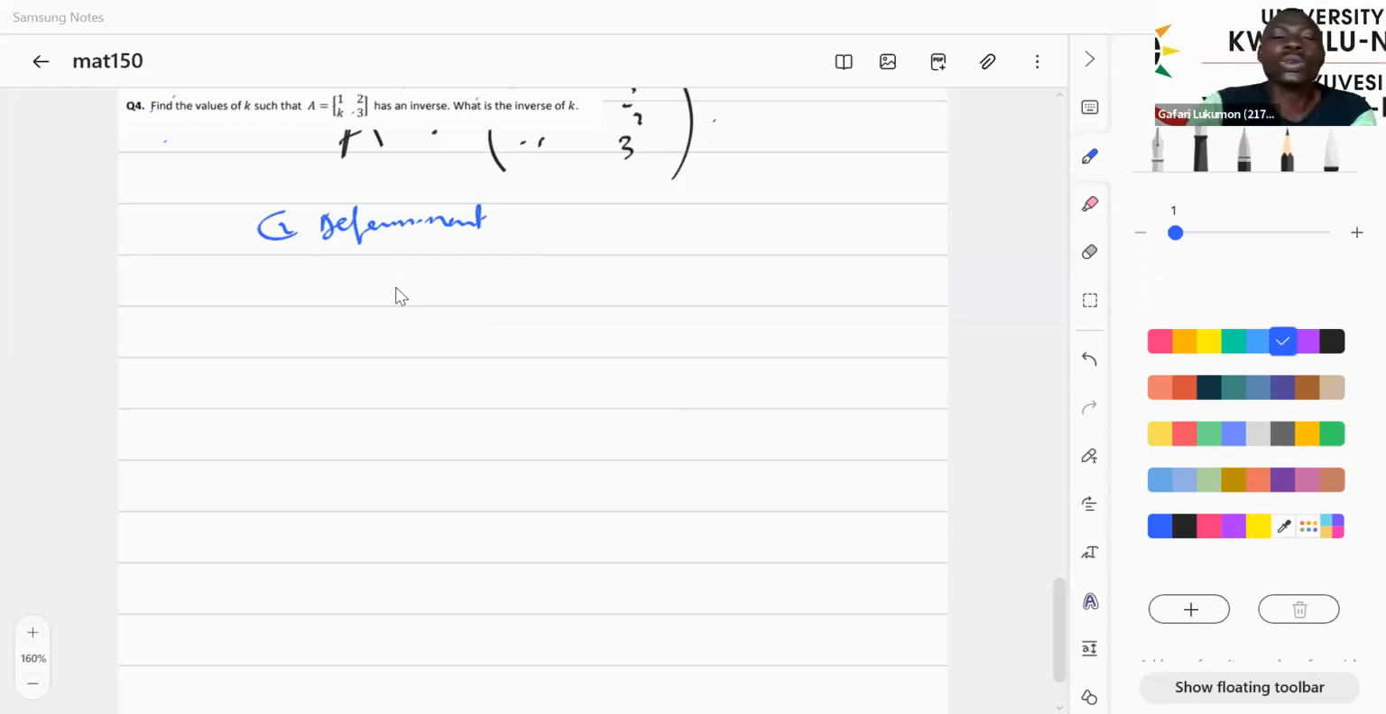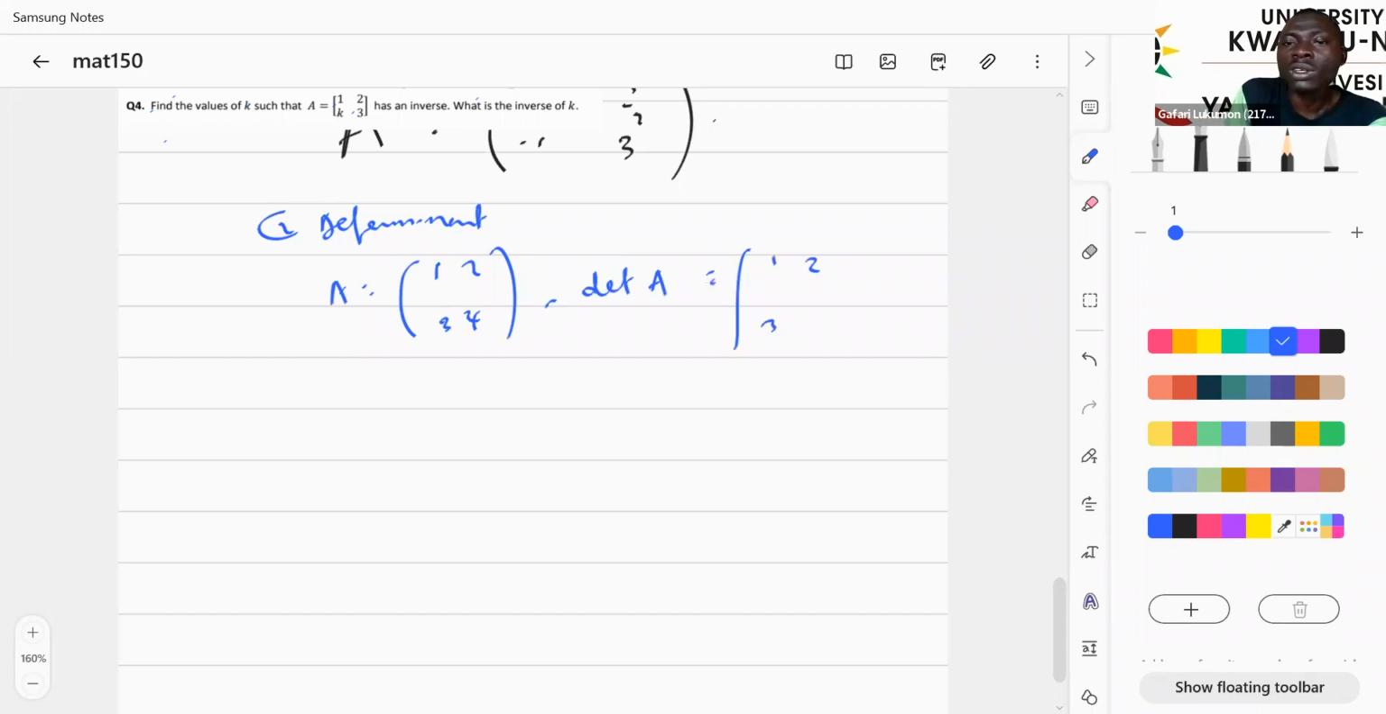For example, when I have my A to be 1, 2, 3, 4, you understand? Determinant of A, which is denoted by this, is what? What you have to do is to multiply the elements of the matrix along the leading diagonal. That will be 1 times 4. Then minus the product of the elements along the second diagonal, 3 times 2. Then you are going to have 4 minus 6, which is equal to minus 2.